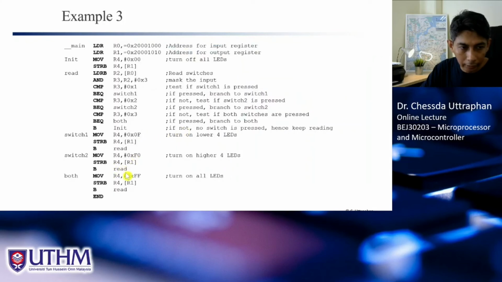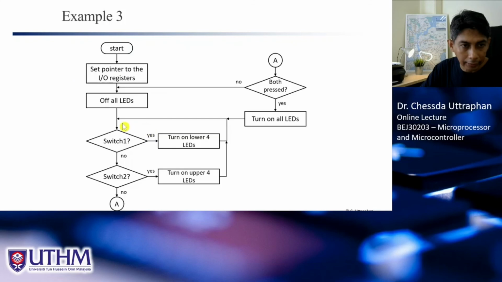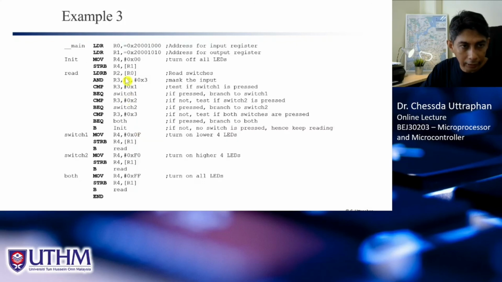And we go back to this label, B read. Go back to this label, read again. Exactly this. After we turn on, we go back and read again. Now we read again and see whether the switch is still pressed or not. Test again: read, get the value, mask, compare with 1, and if it's still pressed, you go to switch 1, do this, turn on 4 LEDs, and then go back.